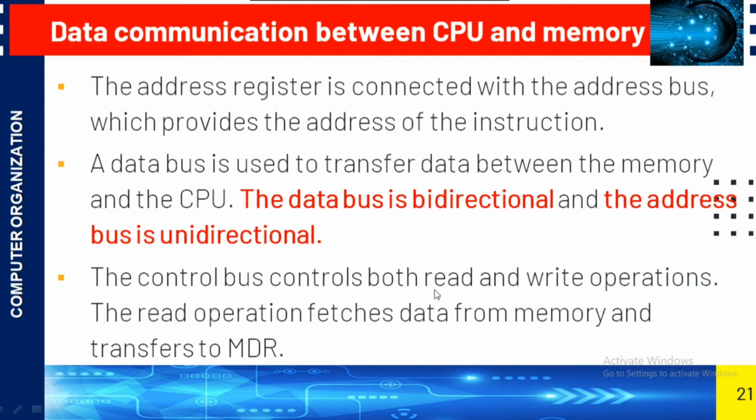The control bus controls both read and write operations. You already know the meaning of read and write operations; there are two operations performed in the system. The read operation fetches data from memory and transfers it to the MDR, that is the memory data register. So the read operation transfers the data from your memory to other devices.